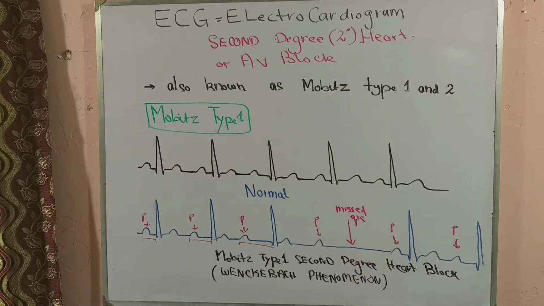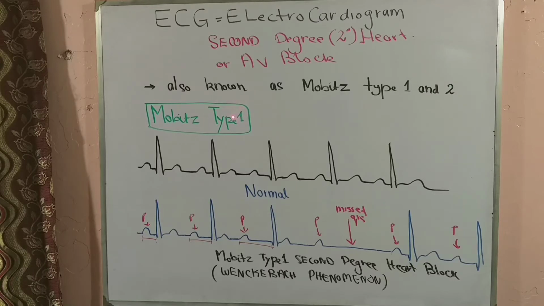So now if we start our discussion about the second degree heart block or the second degree AV block, it has got another name. We call it the Mobitz type. Now the second degree heart block is subdivided into two types, type 1 and type 2, also known as Mobitz type 1 and Mobitz type 2. It was named after the scientist.